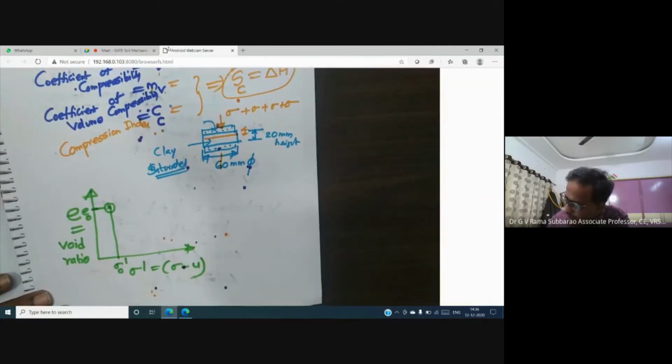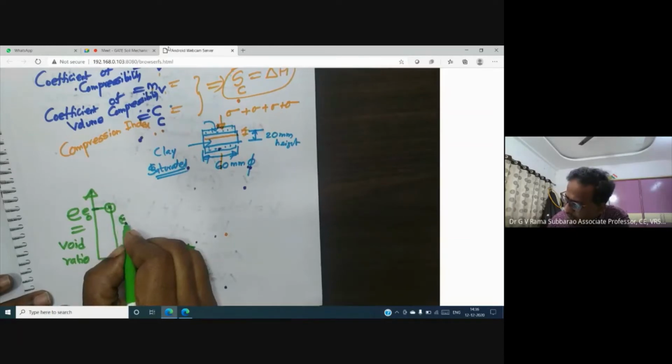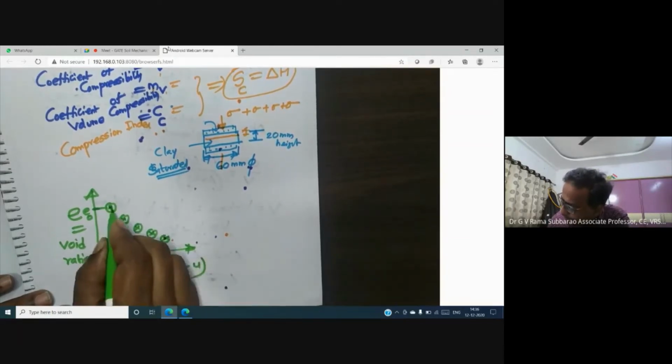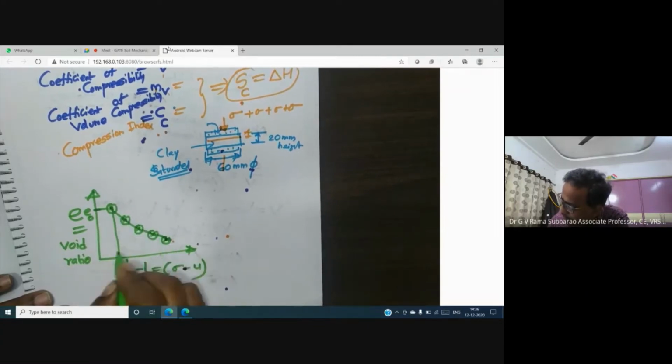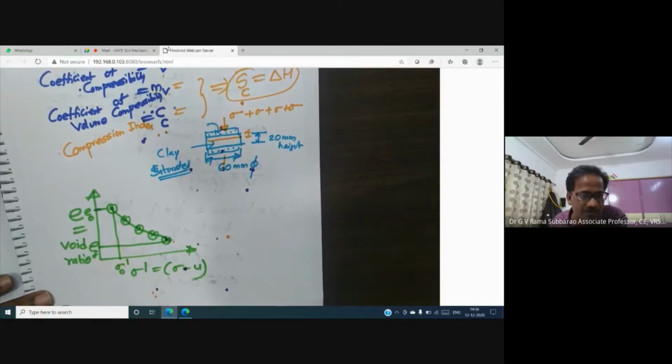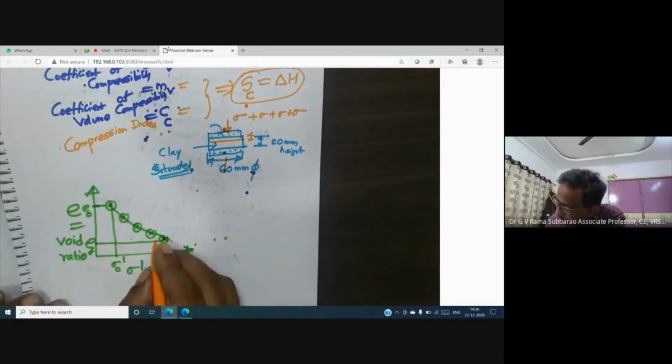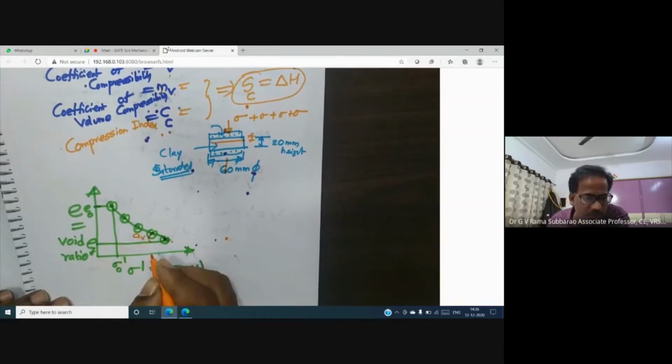Once I am applying the load, once I am gradually increasing the load, I can expect this type of trend. Now I can call it the final void ratio. Now somebody can ask me, what is AV? The slope of this curve.